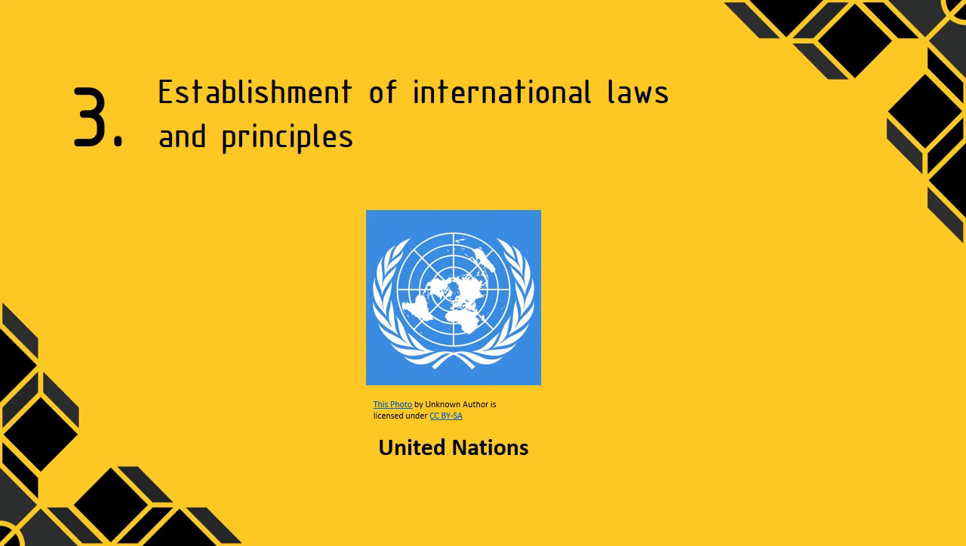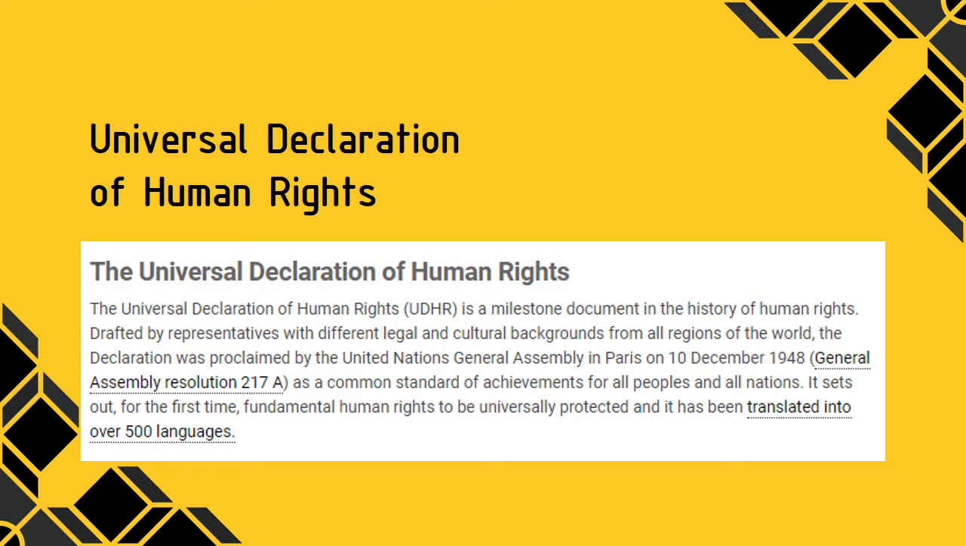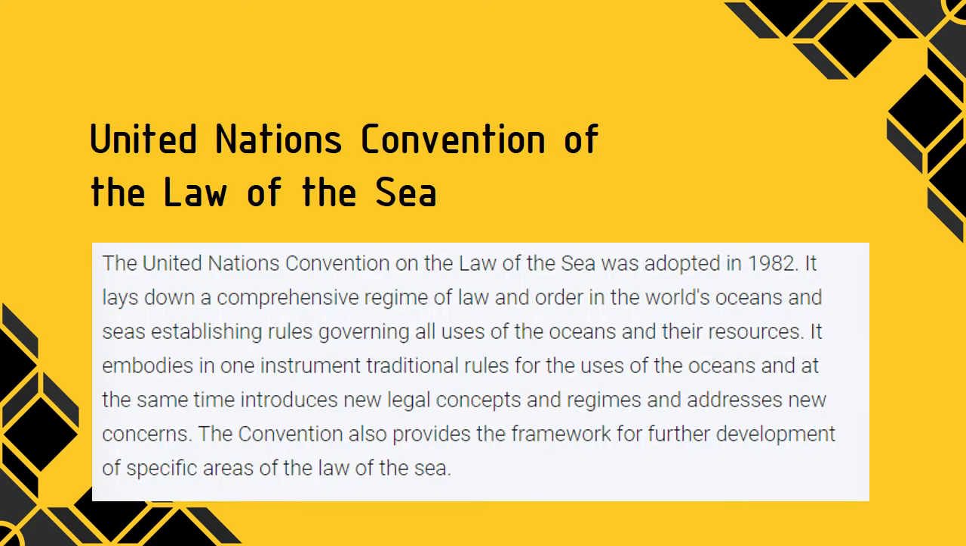Each body performs different functions, such as the ICC, or International Criminal Court, which prosecutes individuals accused of crimes against humanity, such as genocide. Aside from these main bodies, the United Nations also established universally accepted principles. The first one is the Universal Declaration of Human Rights, and we also have the United Nations Convention on the Law of the Sea.